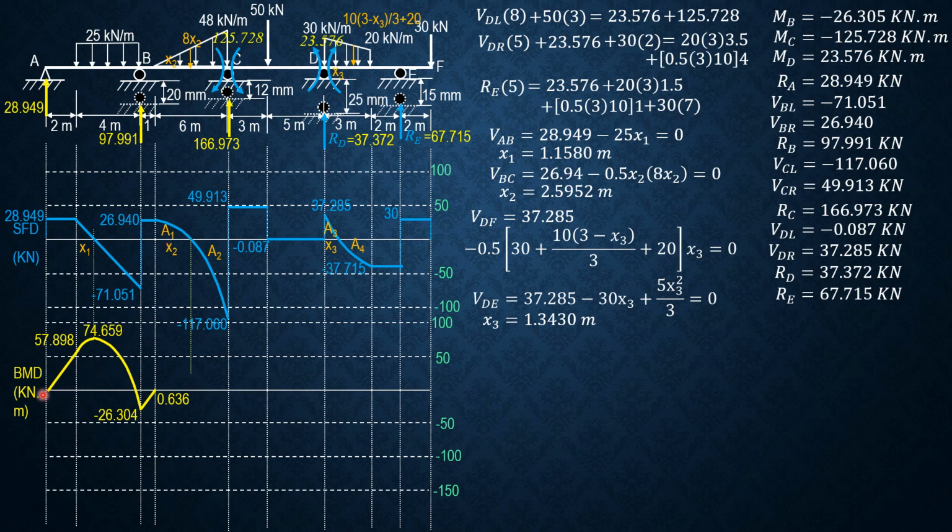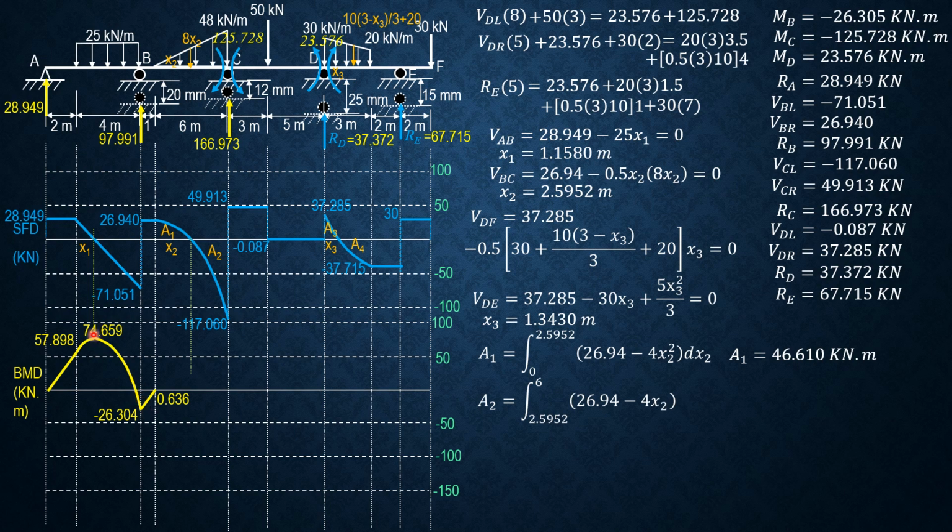Then let's evaluate area 1. Let's have this first plotting. So 0 moment at A, plus 28.949 times 2, the area of this diagram. So that would be 57.898. Then plus the area of this triangle, which is 57.898 plus 1 half of x1, 1 half of 1.158 times 28.949. So it is positive decreasing, maximum at that point, and it is equal to 74.659.